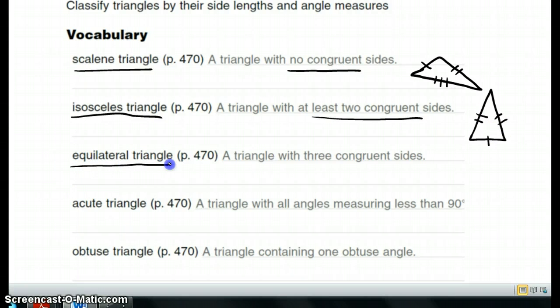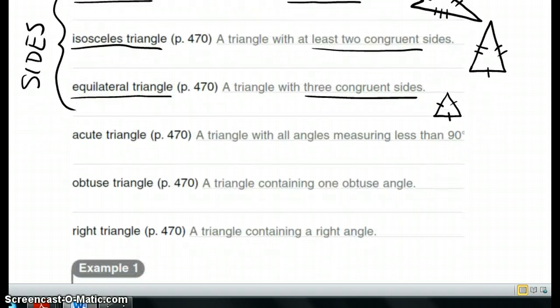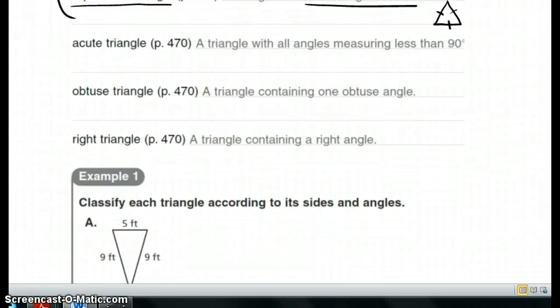We then have the equilateral triangle. That's our easiest one. We have three congruent sides, and so it's one of those perfect triangles. Equal, equal, and equal. So these are all how to classify triangles by the sides. The second way to classify triangles is by their angles.